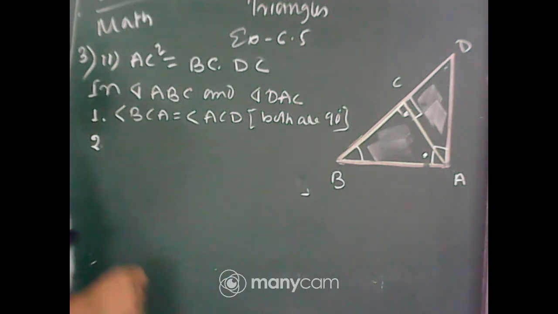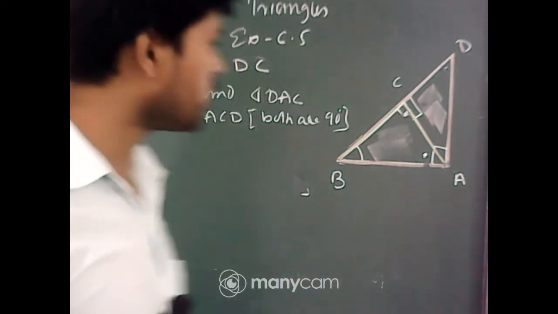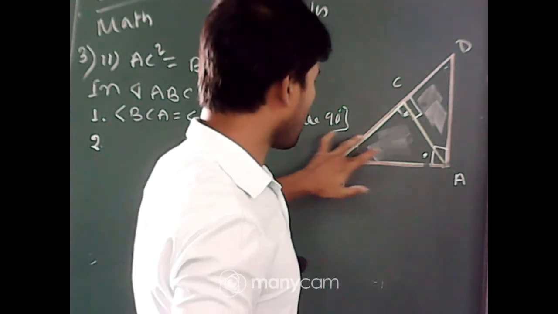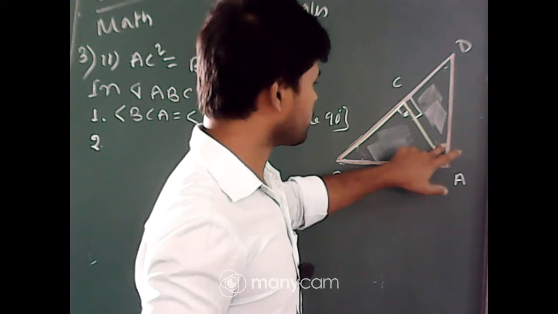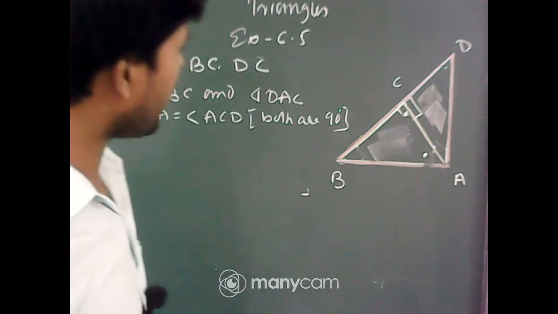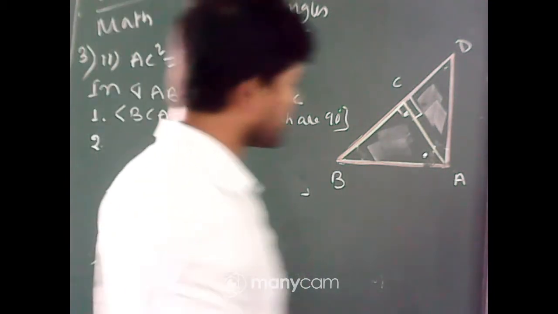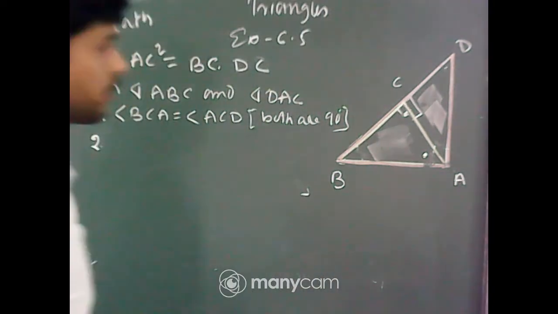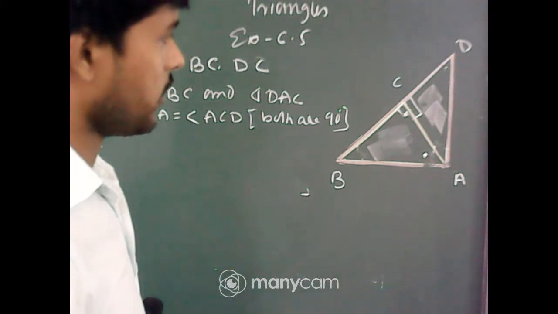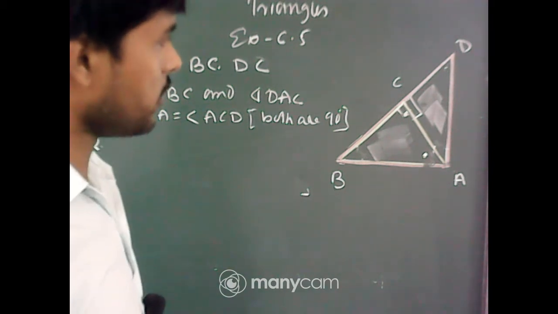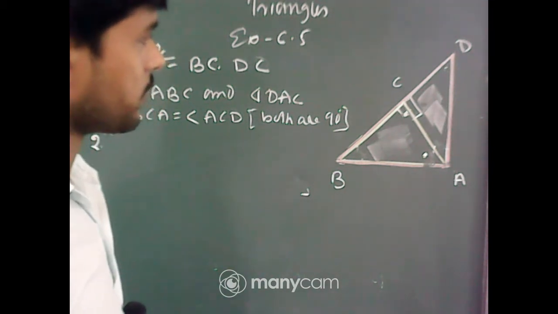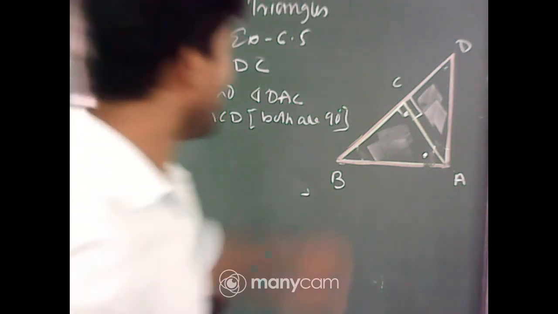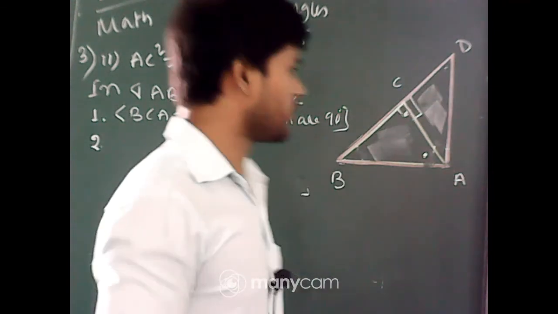And the second condition, can you suggest me the second condition? First condition is very easy. What will be the second condition? Angle A is, no, A is not a common angle. A is not a common angle, Chetana. Take another trial. Angle B equal to angle D means this angle and this angle. No, it is not also true.